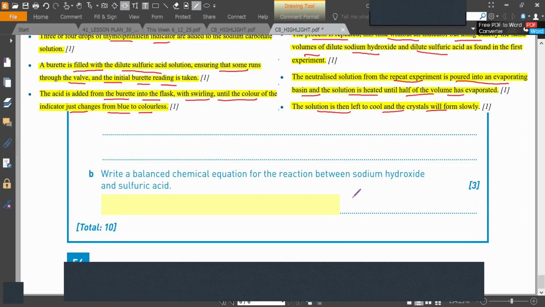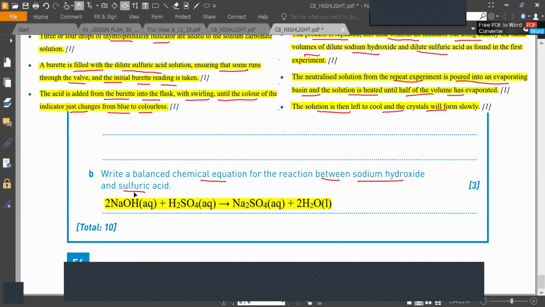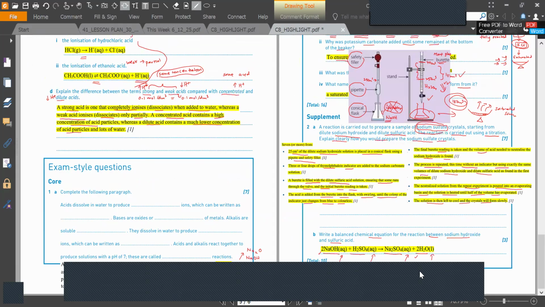Next. Write a balanced chemical equation for the reaction between sodium hydroxide and sulfuric acid. Straightforward. Sodium hydroxide with sulfuric acid forms sodium sulfate salt and water. Add all the state symbols and balance the equation. Just make sure everything is balanced.